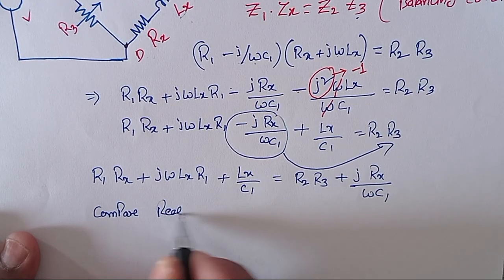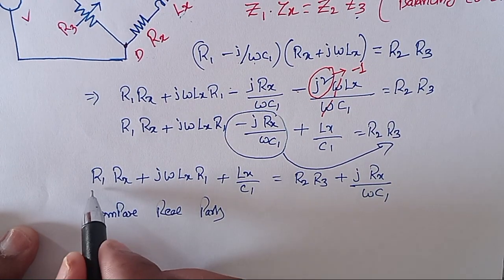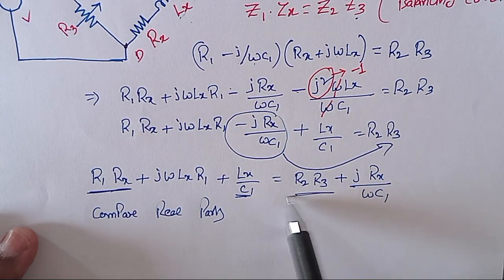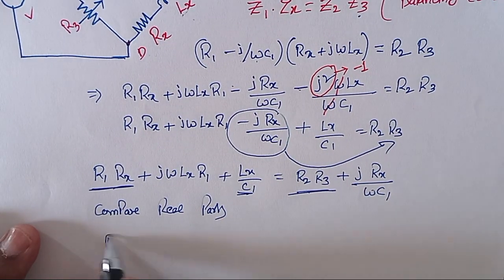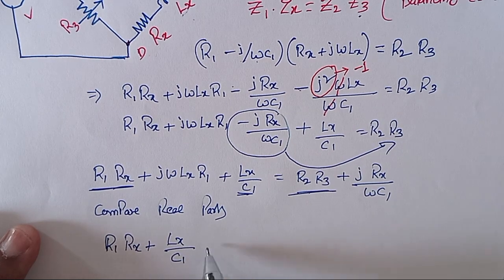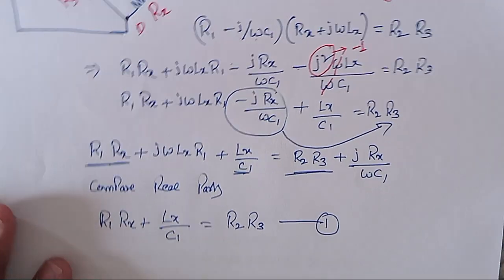Now compare real parts. The real parts on the LHS are this one, and on this side this one. So R1 Rx plus Lx by C1 equals R2 R3. That is equation number 1.